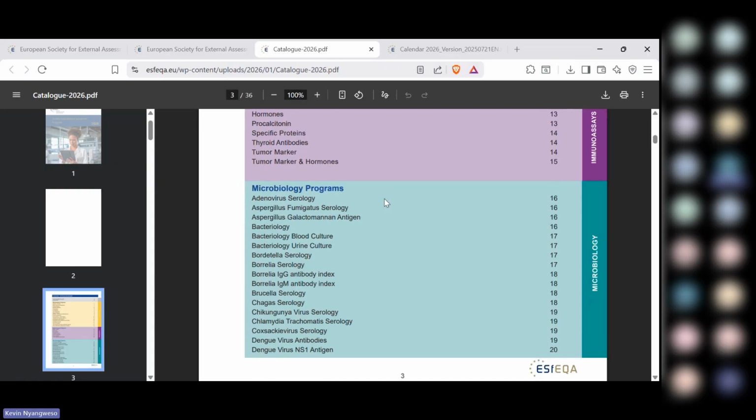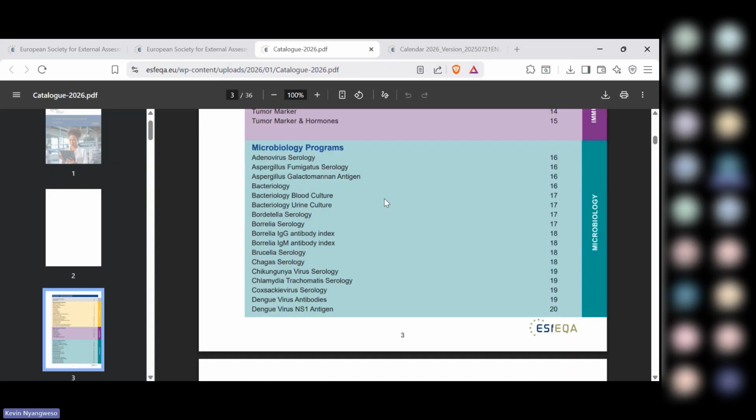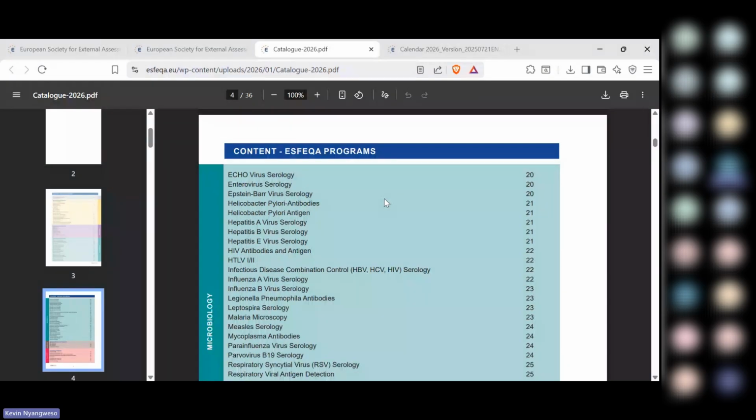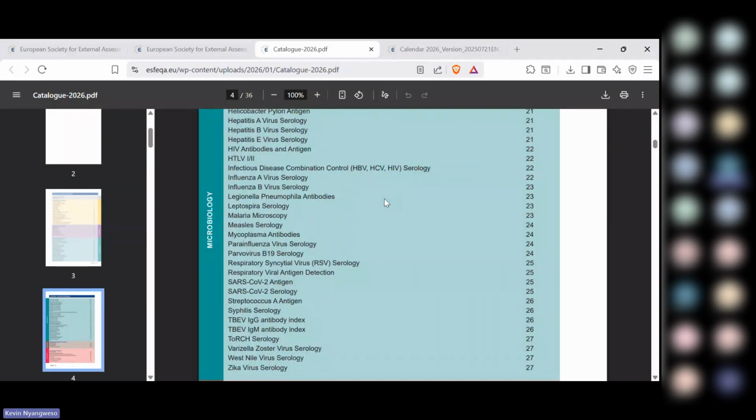And then we also have microbiology programs. If you're looking at getting samples for adenovirus, aspergillus, bacteriology, if you're looking at samples for blood culture, we send you samples for blood culture. We can also send you samples for urine culture. We also have samples for routine ID, that is bacterial identification, and then you also do an antimicrobial sensitivity testing. So we have got all that, and I'm going very fast to beat time.